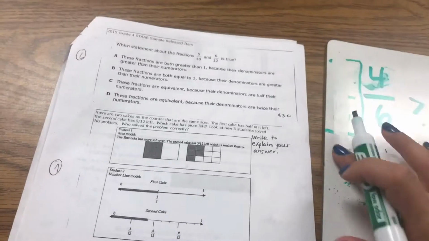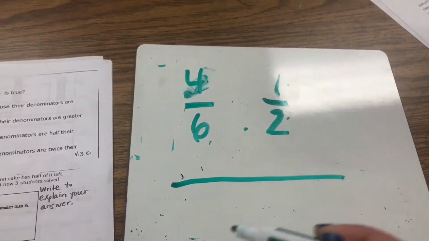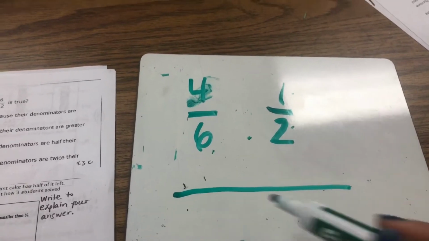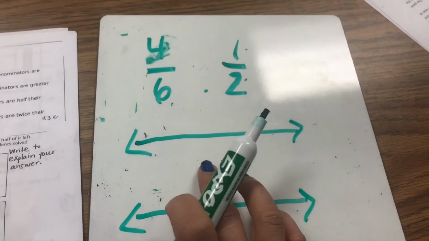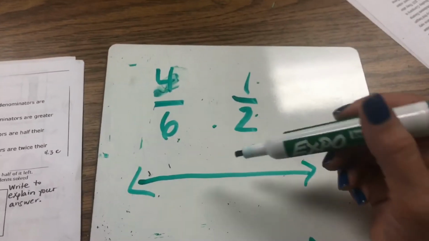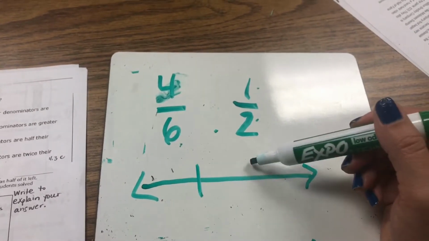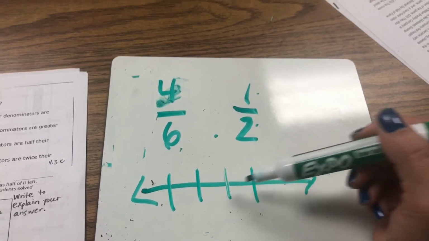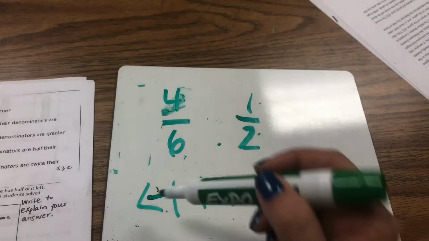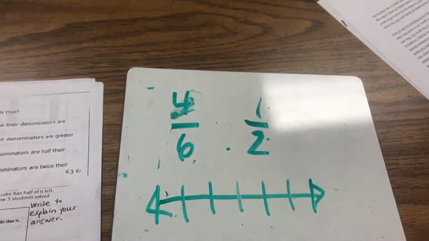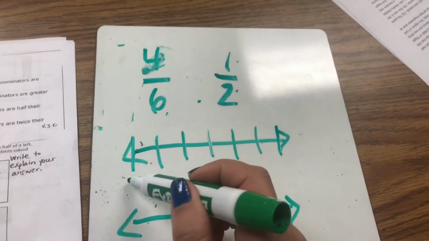Okay, so if I were to take my problem, 4/6 and a half, I'm going to create 2 number lines of equal length. They have to be equal length for it to make sense. And the first number line, I'm going to divide it into 6 equal parts. So I have 1, 2, 3, 4, 5, 6 equal parts. I'm going to go ahead and put a line here and a line here. Okay, this would represent 0.